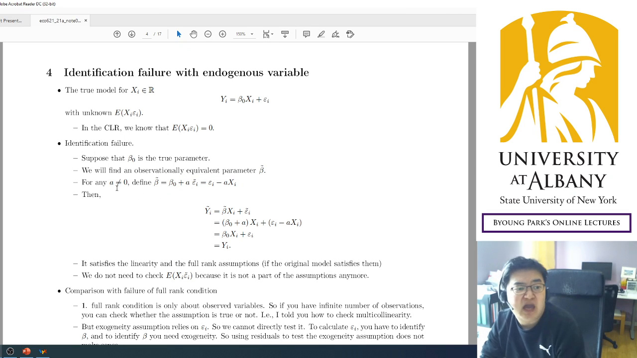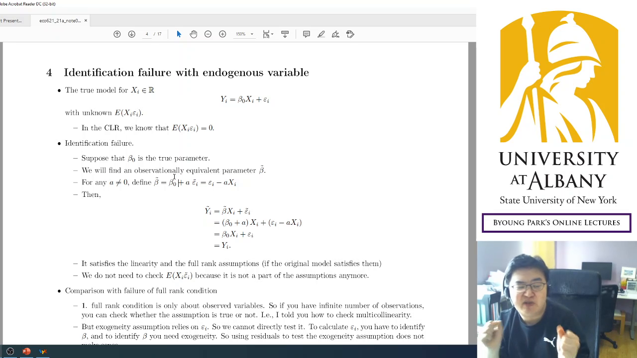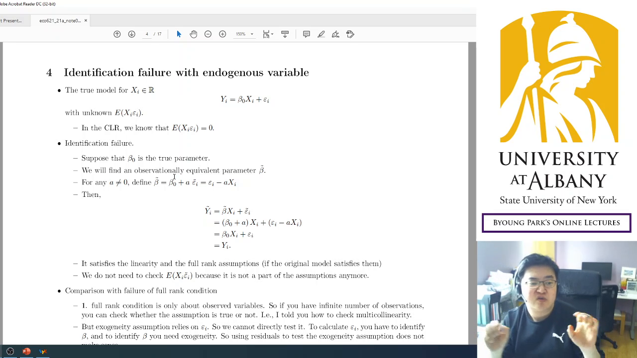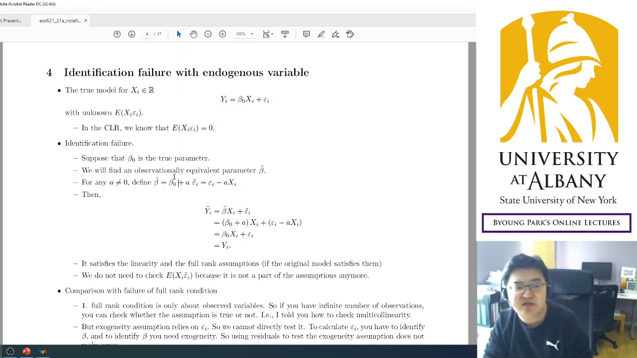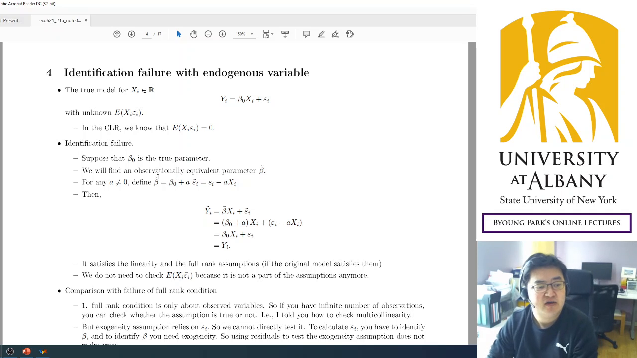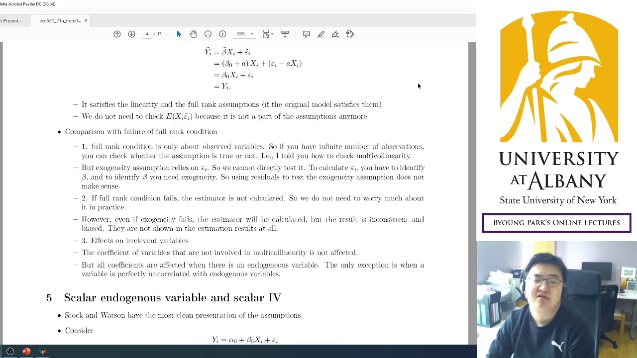As you can see, A can be any non-zero number. So there are an infinite number of observationally equivalent parameters, right? So beta tilde can be any number. It's not just between two parameter values. So beta can be any number, and you cannot tell what is right and what is wrong. So there is no hope at all. Nothing can be done. Here is a comparison with the full rank condition.